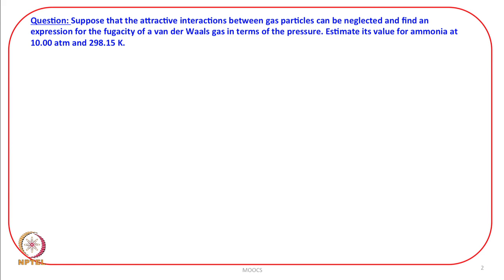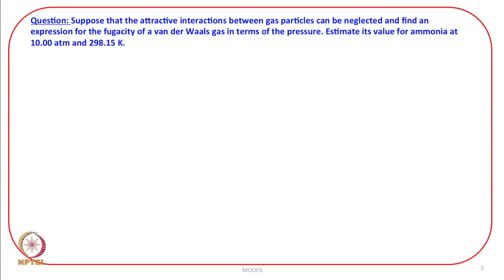Let us take up this question. Suppose that the attractive interactions between gas particles can be neglected, and find an expression for the fugacity of a van der Waals gas in terms of the pressure. Estimate its value for ammonia at 10 atmosphere and 298.15 Kelvin.